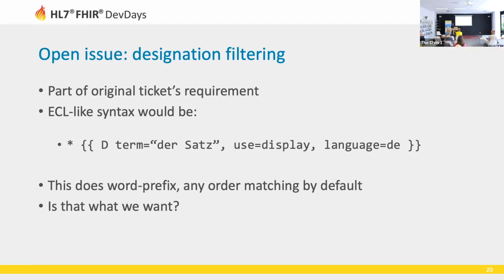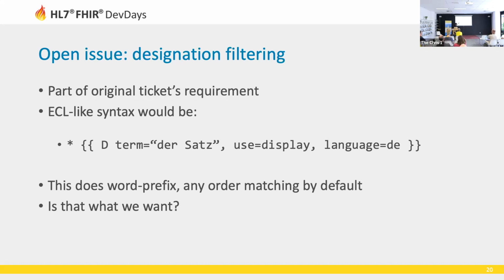Now I'll quickly go through some of the open issues. So the designation filtering, that was one of the things that needed to be solved. I haven't done that yet. This is what it would look like in ECL. It's this double curly brackets, and it's all a bit ugly and not very URI friendly. And this D makes sense in SNOMED land. It doesn't really make sense for VCL. So I'm seeking input on what people might suggest is useful there.